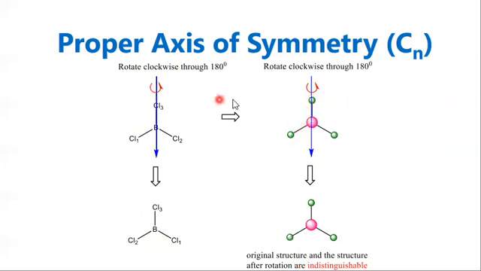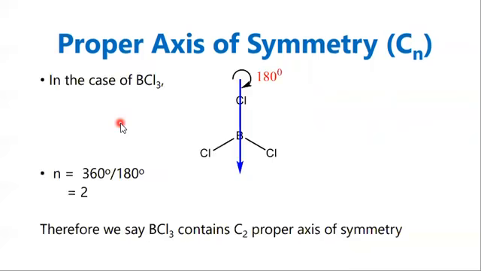Here I rotated clockwise through 180 degrees. It doesn't matter, you can rotate clockwise or anti-clockwise. You will get the same answer. Now we divide 360 by the rotated angle, in this case 180, so we get 2. So we say boron trichloride contains a C2 proper axis of symmetry.